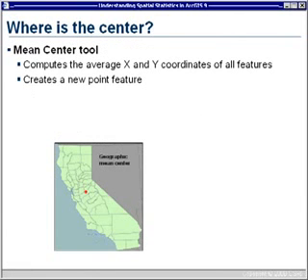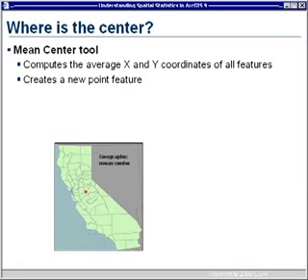So let's take a closer look at the tools in this toolbox. Now, when examining your feature distributions, one question you might ask is, where's the center of my distribution? To answer this question, you could use the mean center tool. This tool will compute the average x and y coordinate for all the features in your study area and generate a new point feature indicating the center.